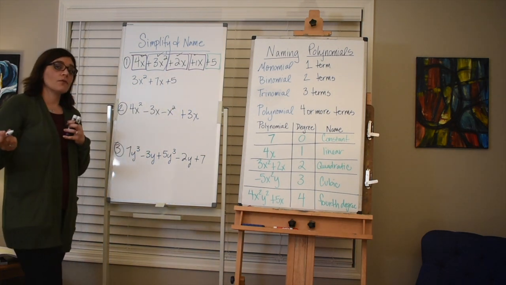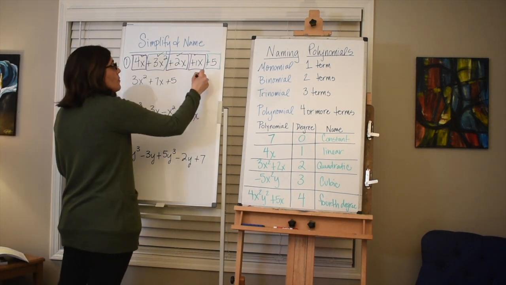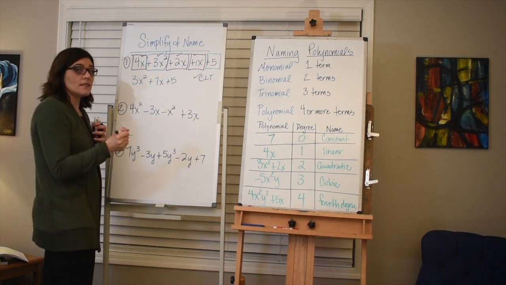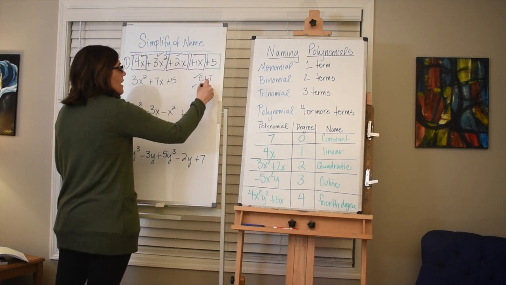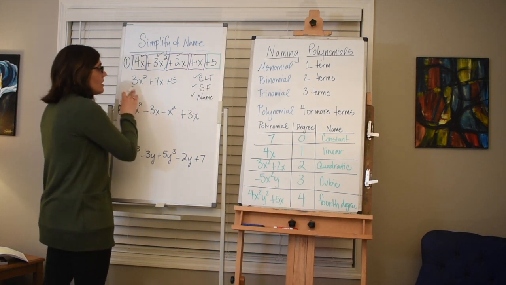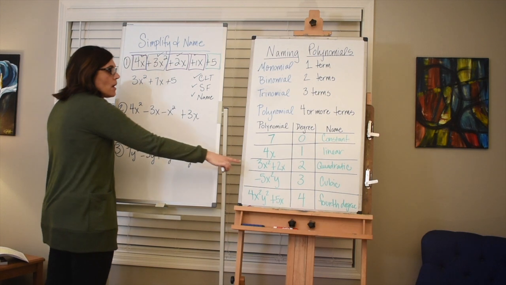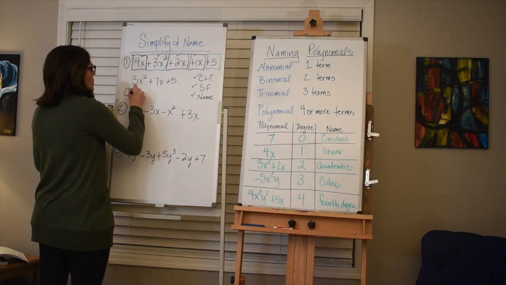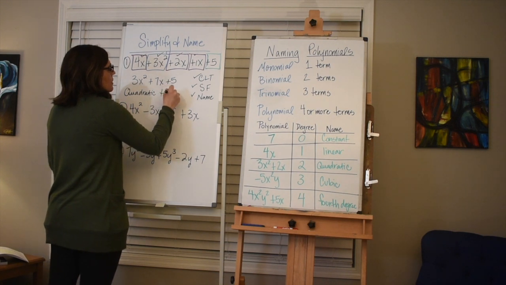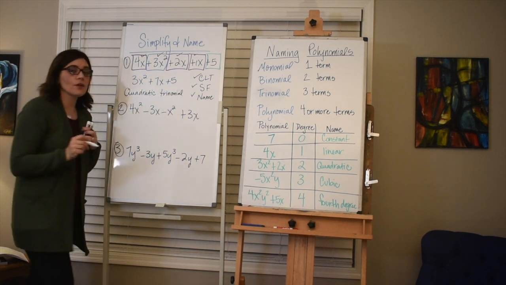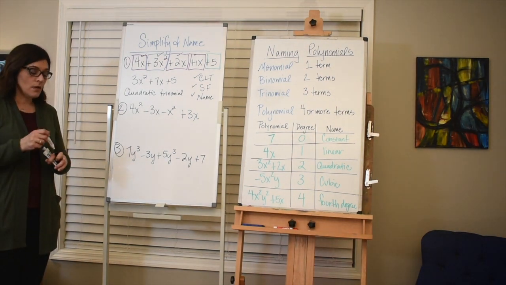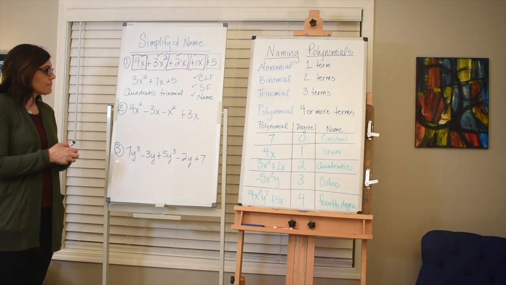So I want to ask myself a few questions. Have I combined all like terms? Yes, I have. Have I written it in standard form? Yes, I have. And finally, if I were to be asked how to name this, it would be a quadratic trinomial. Okay? I would encourage you to do the next two on your own. Use color or not, it's up to you. And then see if you get them right.